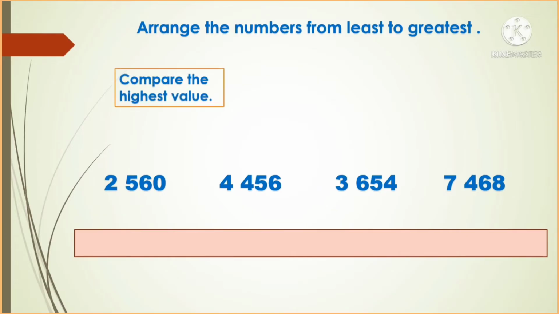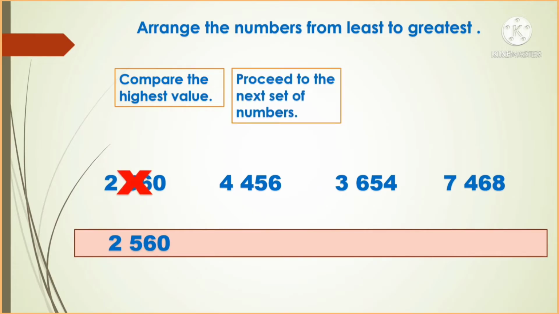Step 1. Compare the highest value. So, paghahambingin natin ang digit na nasa thousands place. So, ito ay 2, 4, 3, at 7. Kung mapapansin mo, ang 2 ang may pinakamaliit na value o halaga. Kaya, ang 2,560 ang pinakamaliit na bilang. So, atin itong i-cross out.